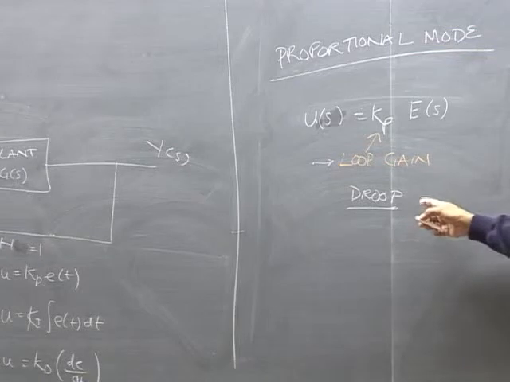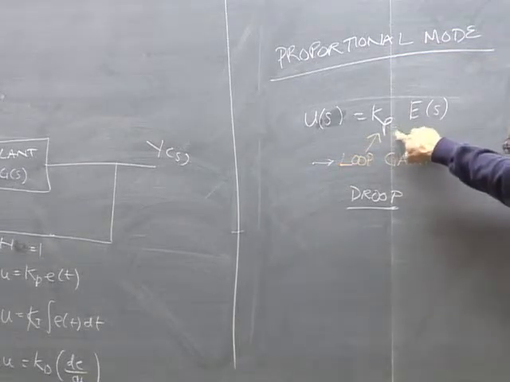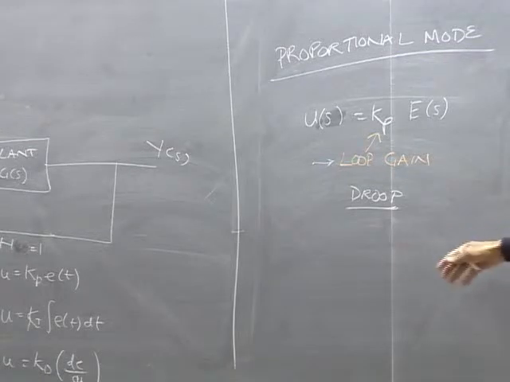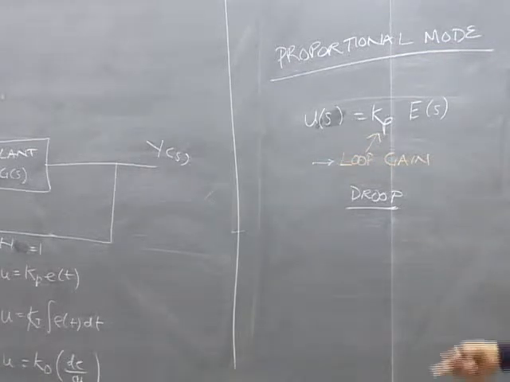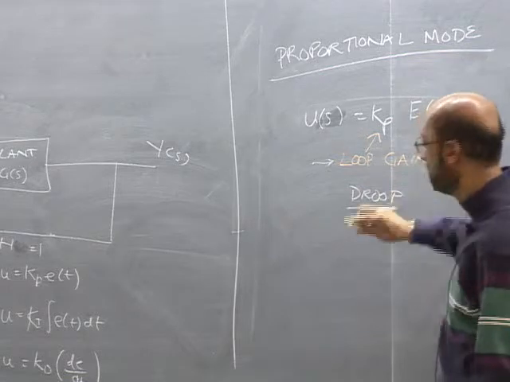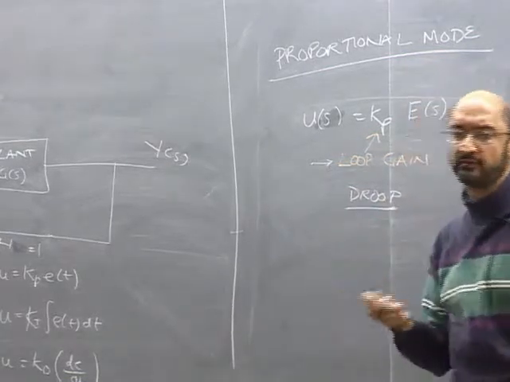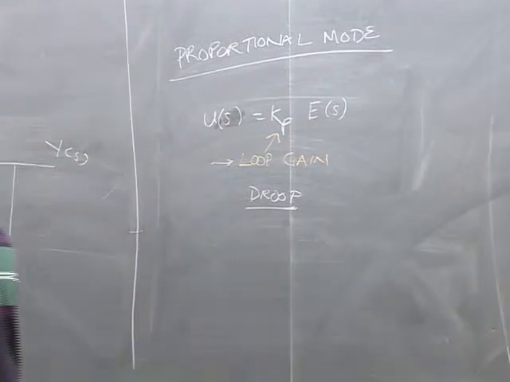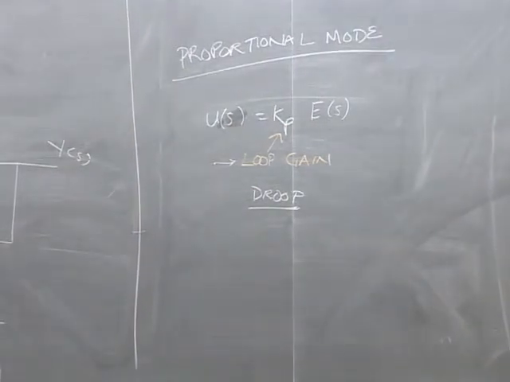And now if you have very high loop gain, then the droop will be small, because even a small amount of error will allow us to give a sufficiently large control action. And so the loop gain being high basically is going to compensate for the droop. But typically there will be some persistent error.